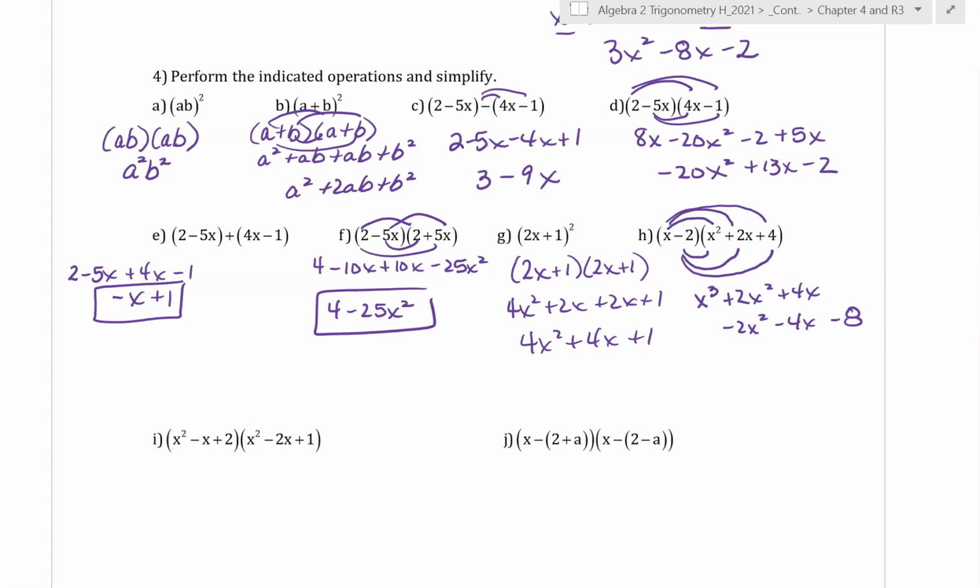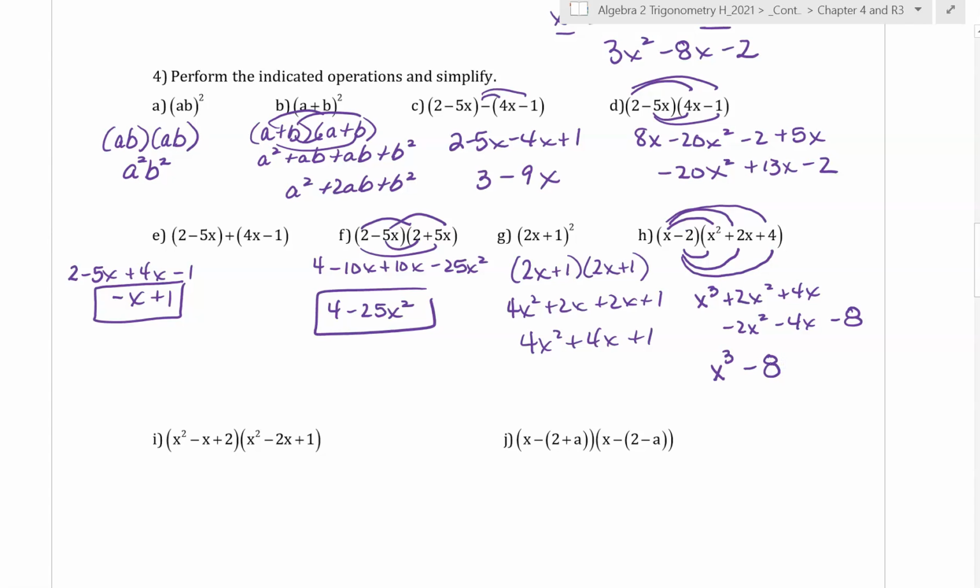So I multiplied x times x squared and got x to the third, x times 2x and got 2x squared, x times 4 and got 4x. I just like to write another line just so it's going to help my eyes later. Negative 2 times x squared, negative 2 times 2x, and negative 2 times 4. Again, the biggest mistake I think people make is they'll write messy or they'll miss a term. So you really want to go slow and check your work. So we have x cubed minus 8.